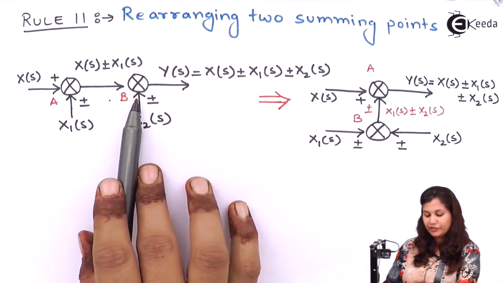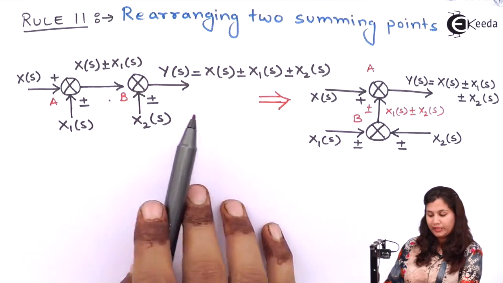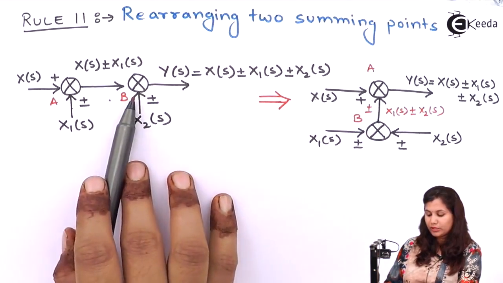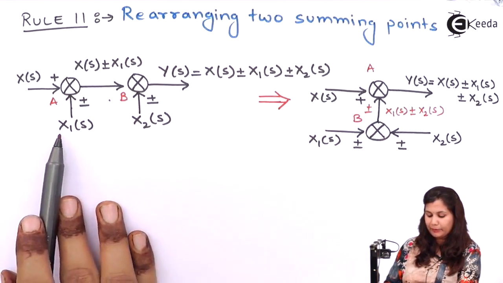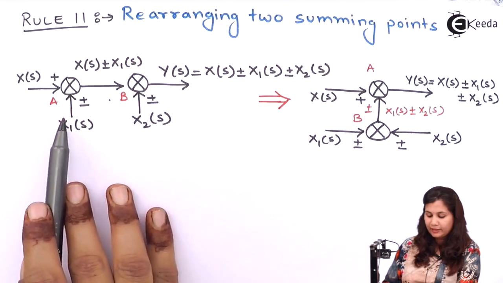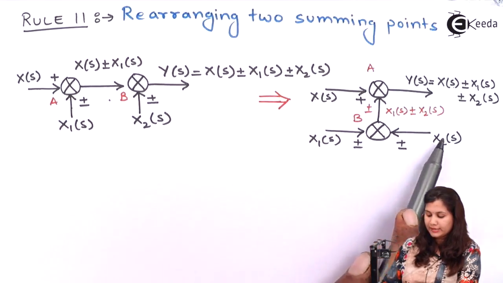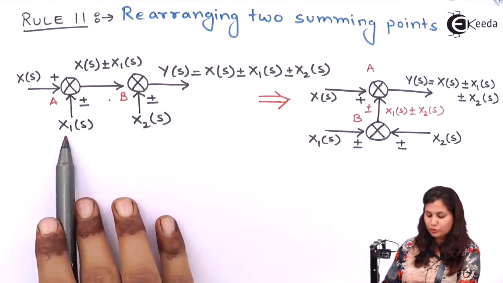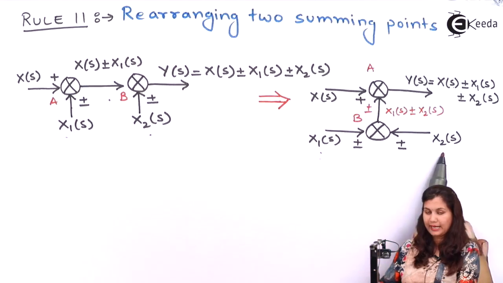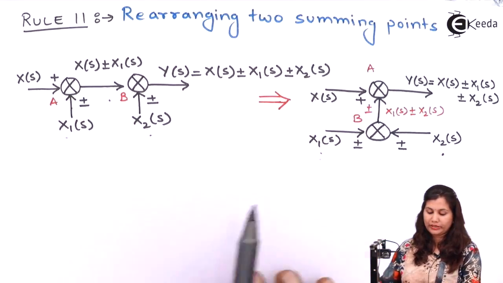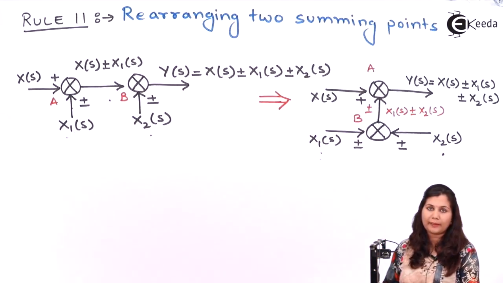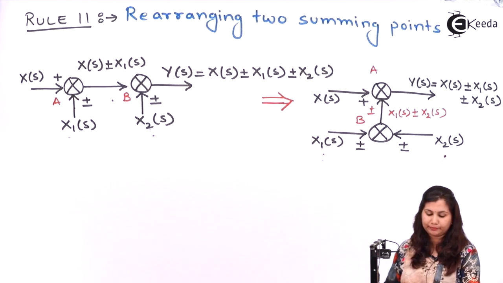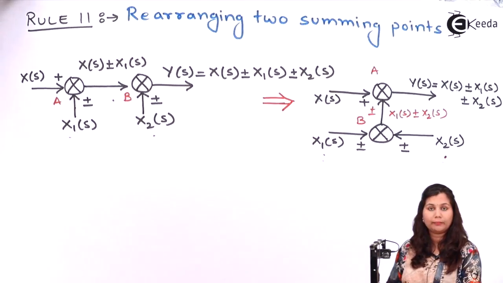You can rearrange the summing points like this. If there are two summing points, you can bring the second summing point downwards, and the input to the second summing point will be these two inputs, that is x1s and x2s. So in this way you can rearrange two summing points in a block diagram. Now rule number 12.